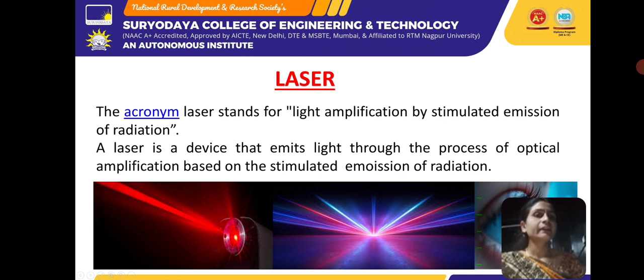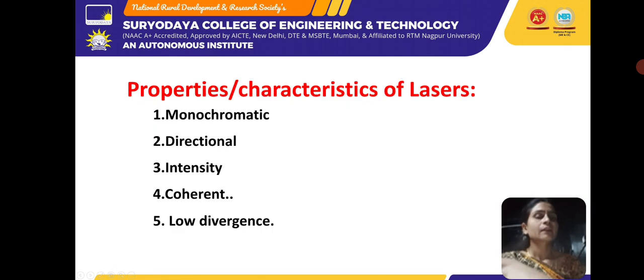Laser stands for light amplification by stimulated emission of radiation. A laser is a device that emits light through the process of optical amplification based on stimulated emission of radiation. Then what are the properties of laser, or we can say the characteristics of laser. Laser light should be monochromatic, highly directional, highly intense, highly coherent, and it has very low divergence. Monochromatic means having a single wavelength. So these properties make laser light different from ordinary light.